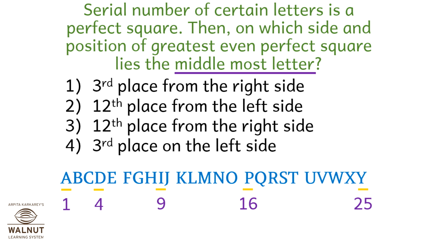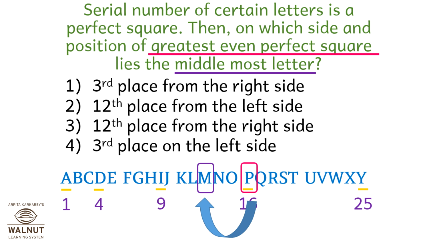Now let's look at which is the middlemost letter. We see that it is M. Now, on which side and position is the greatest even perfect square next to the middlemost letter? It's P. Now look at the question carefully. On which side and position of the greatest even perfect square lies the middlemost letter? So, where does M lie with respect to P? It is third place on the left. So, the correct answer is option 4. Don't get confused. Read the question properly.